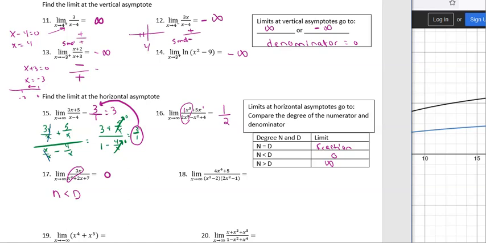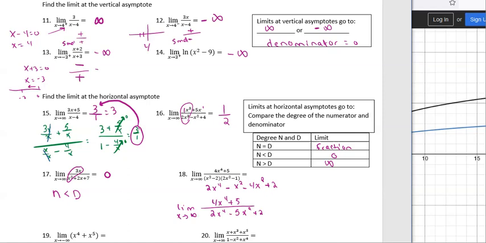Number 18 is a little tricky because we can't really see what the degree would be until we FOIL this out. All right, let's FOIL it out. So if we do some multiplying, we'll have 2x to the fourth minus x squared minus 4x squared plus 2. We don't really need to simplify it all. You could make it 4x to the fourth plus 5 in the numerator over 2x to the fourth minus 5x to the second plus 2. We can put our limit back in the front.